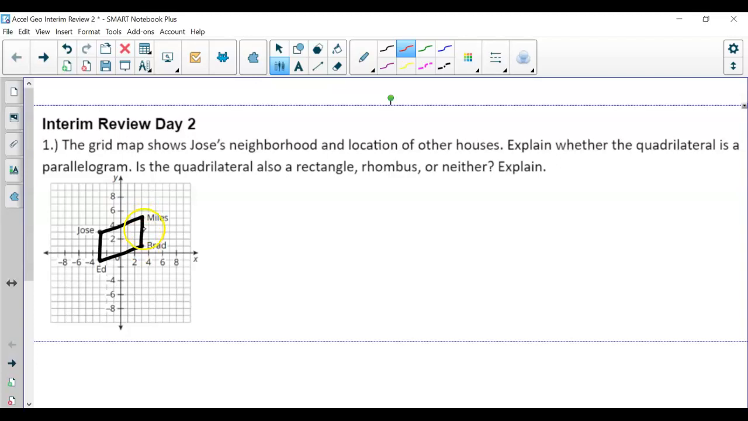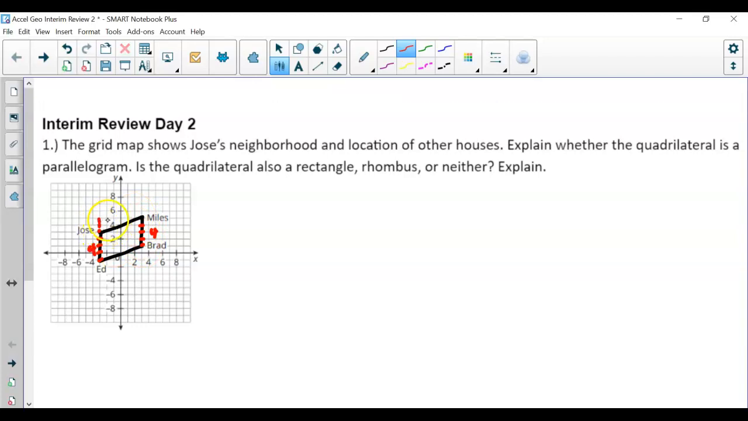Here, the distance between Miles and Brad is 1, 2, 3, 4. Then here, 1, 2, 3, 4. So far, so good. We have opposite sides of distance 4. Then now, I'll go ahead and give my right triangle. That could give us our slope and the distance. So here I've got 2 and 1, 2, 3, 4, 5, 6.